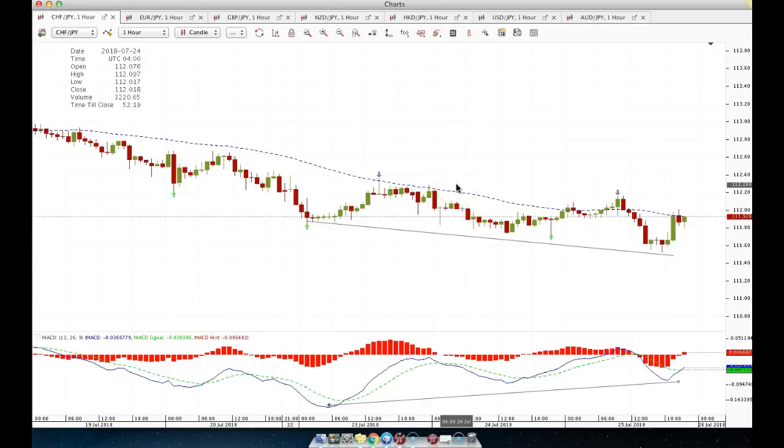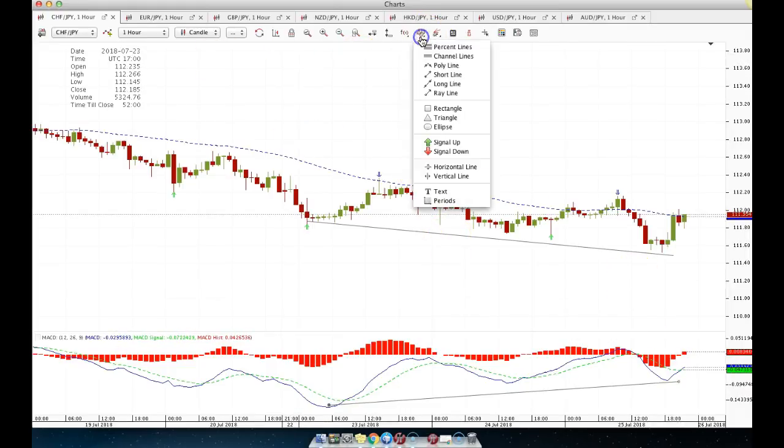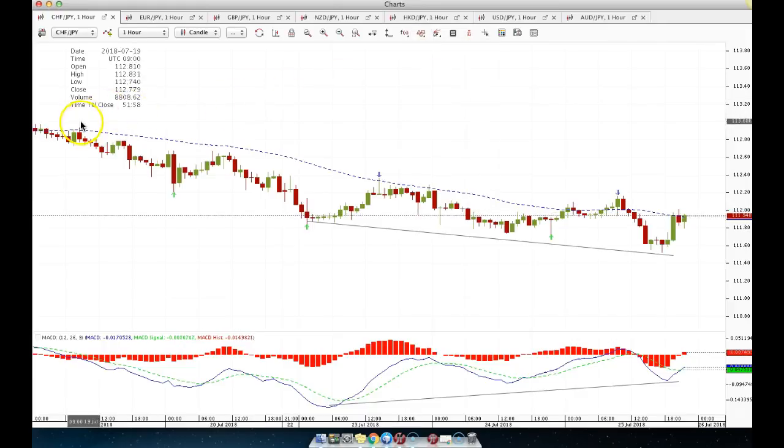The first one is Swiss yen. We have positive divergence. We have swing points going lower, price action going lower, and wave patterns on MACD going higher. This is a 1 hour chart, and the way I qualify divergence is two things.